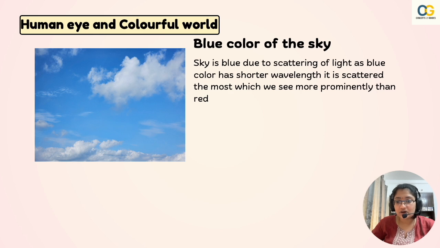So this explains all the natural phenomena that we have: dispersion of light, which shows us rainbows; atmospheric refraction, which shows us twinkling of stars, advanced sunset and sunrise; and scattering of light, which shows the Tyndall effect and the blue color of the sky. All these are important phenomena. Understanding why and what causes them is important for your theory questions.